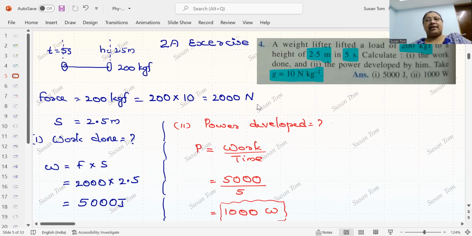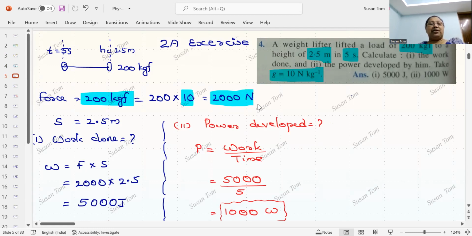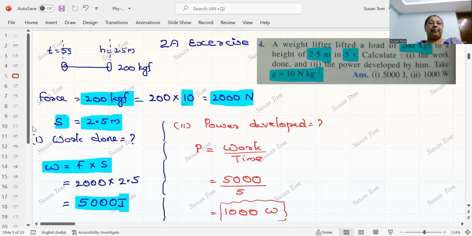Similar, same things are given. The force, the height, the time. You may be asked to find the work done or the power, etc. Force given is 200 kgf, which you multiply with the acceleration due to gravity to get 2000 Newton. Displacement is 2.5 meter. You have to calculate work done, W is equal to F into S. Substitute, get 5000 joules is the answer.